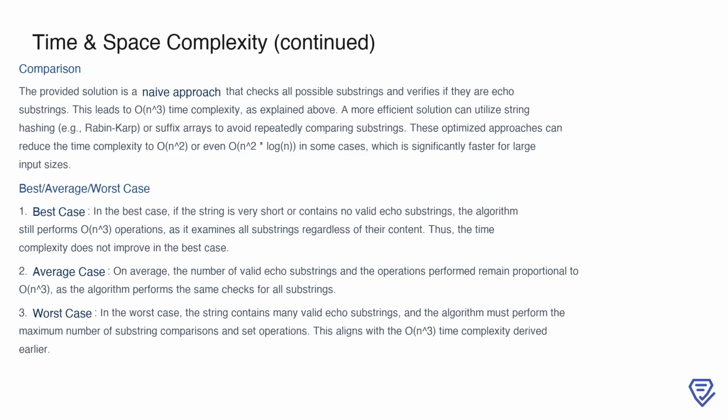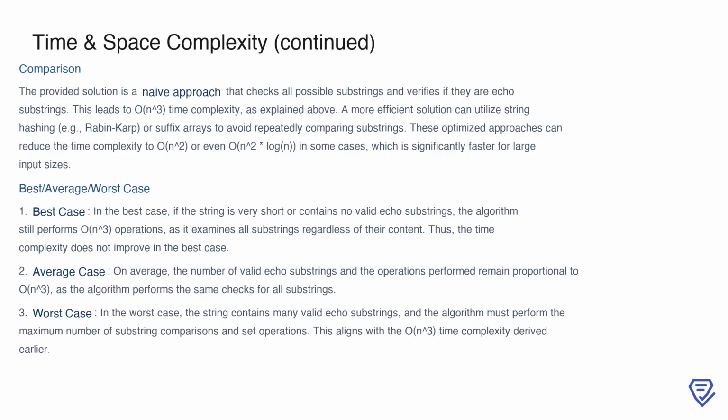Finally, let's compare the current solution with potential optimizations and evaluate its best, average, and worst-case performance. The given approach is a straightforward, naive method that exhaustively checks all possible substrings to determine if they are echo substrings. This results in a time complexity of O(n cubed), as we've calculated earlier. However, more efficient techniques like string hashing using the Rabin-Karp algorithm or suffix arrays can significantly reduce redundant substring comparisons. These optimized approaches can bring the time complexity down to O(n squared), or, in some cases, O(n squared * log n), which is much faster for large input sizes.